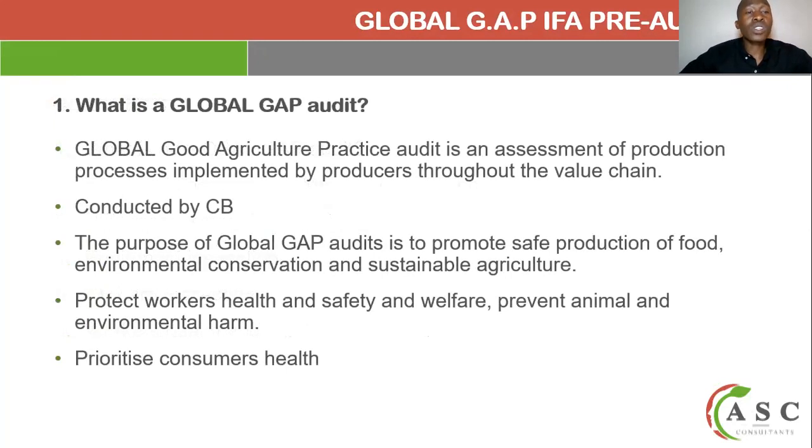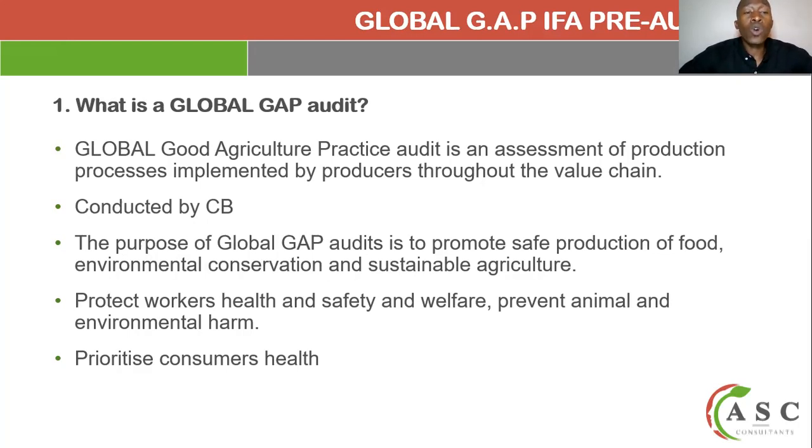So let's first ask ourselves, what is a Global G.A.P audit? Because I'm a facilitator, I like to simplify concepts in order to reach a wider audience. So what I've done here, I've defined a Global G.A.P audit as an assessment of production processes implemented by producers or growers, basically throughout their value chain. So these are assessments of production practices or processes. They are really assessing the processes or practices under which your product was produced.